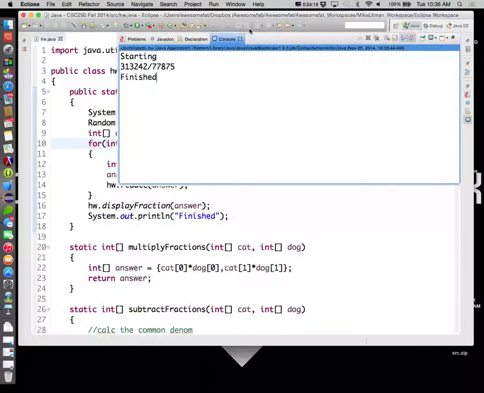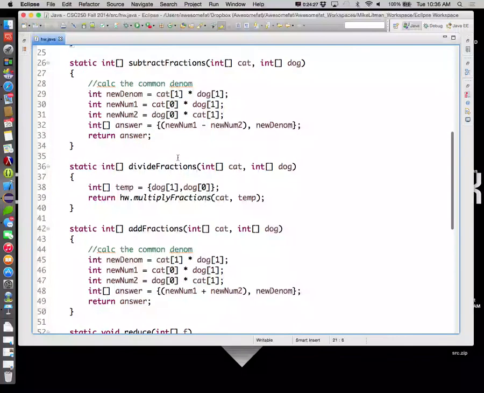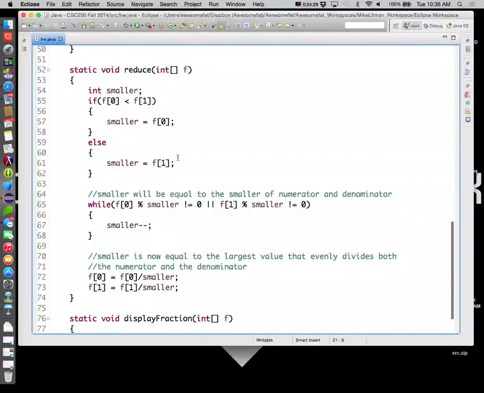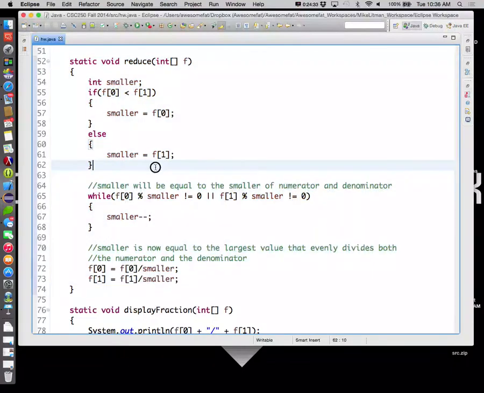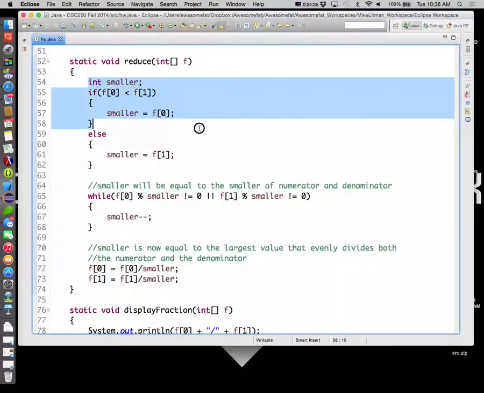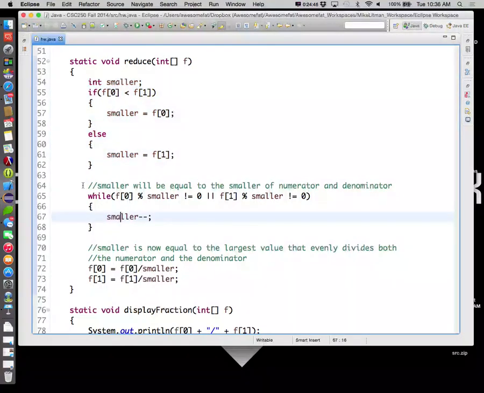My 10 just finished. Did it? Yeah. Okay, so in any case, our problem here is with our reduce.